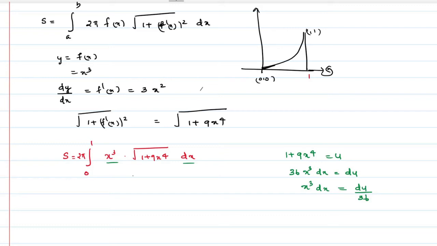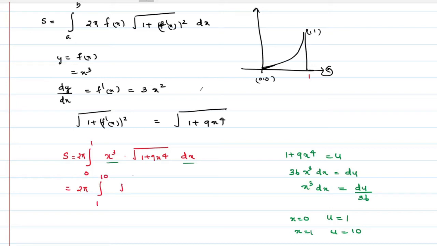When x is equal to 0, what about u? u will be equal to 1. And one more case, x is equal to 1: u, substituting, 1 plus 9, which is equal to 10. Right? So moving to the problem, we will get 2 pi into integral with limit 1 to 10.